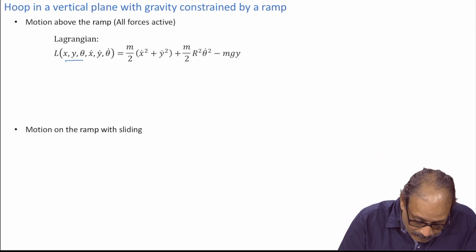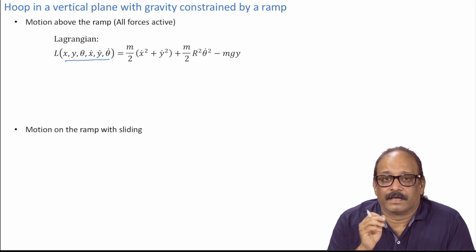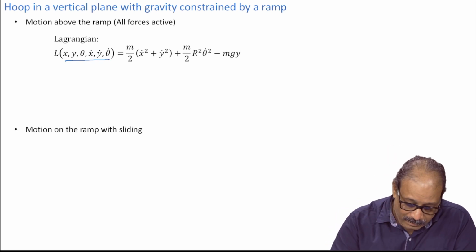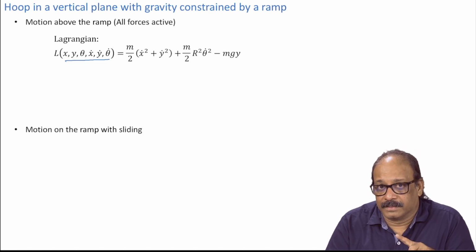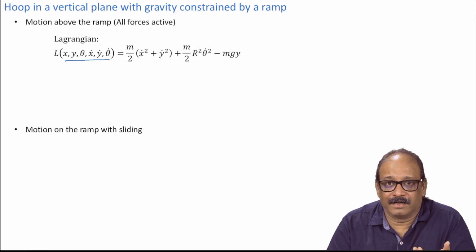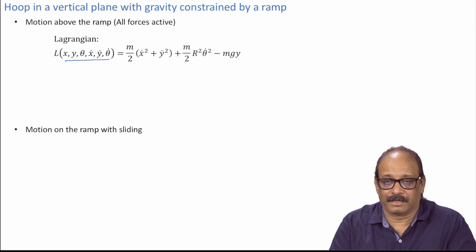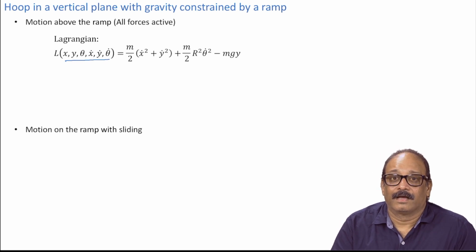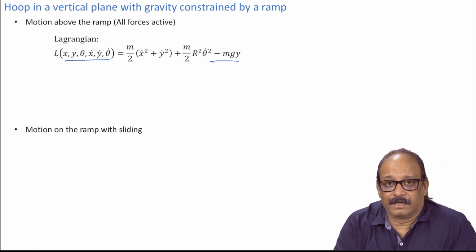So, the Lagrangian is a function of x, y, theta, x dot, y dot, theta dot, and this Lagrangian we have already written. Out of this, gravity can be expressed in terms of potential. So, we put it on the left hand side of the Lagrange's equation and make it part of the Lagrangian. That is why the gravity appears here in the Lagrangian.